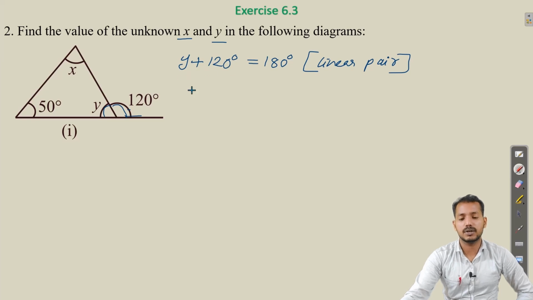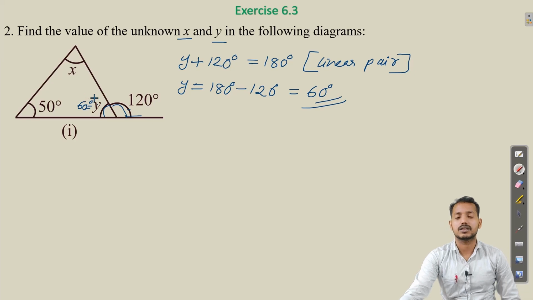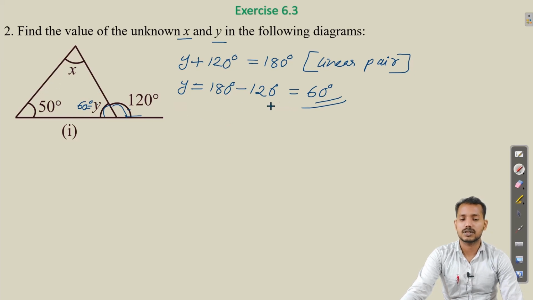So you have a simple equation in terms of the variable y. So solve it. y is equal to 180 plus 120, take it to the right side, it will be minus 120. 180 minus 120 is equal to 60. So now you have got the value of y is equal to 60. Now you can easily find x by using the angle sum property. So that is the first step over.